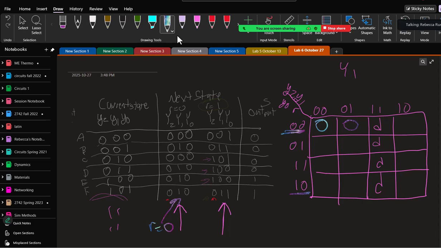So let's just verify that. 1, 0, 0, that's E, and that had a 1. And then 0, 0, 1, that's B, that had a 1. 0, 1, 1, that's D, and that had a 1. And 1, 0, 1 was F, and that had a 1.